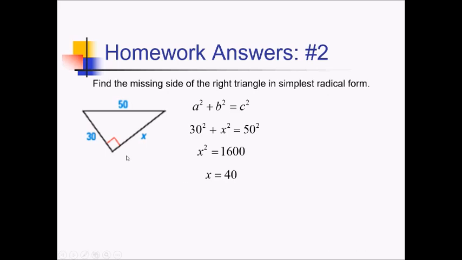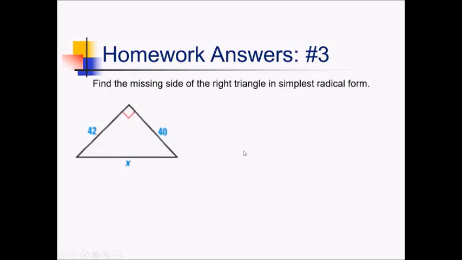Now you might have also recognized that this was a 3, 4, 5 triangle. If so, good job. For this problem, we're trying to find this missing side for this right triangle in simplest radical form. Since we already have two sides of this right triangle, let's use the Pythagorean theorem, a squared plus b squared equals c squared, to get that third side.